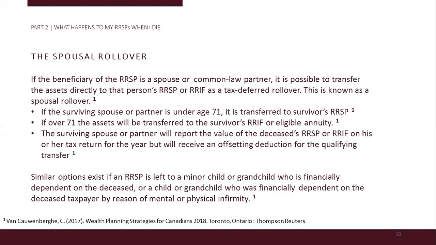The surviving spouse or partner will then report the value of the deceased's RRSP or RIF on his or her tax return for the year, but will receive an offsetting deduction for the qualifying transfer. Similar options exist if an RRSP is left to a minor child or grandchild who is financially dependent on the deceased, or a child or grandchild who is financially dependent on the deceased taxpayer by reason of mental or physical infirmity.